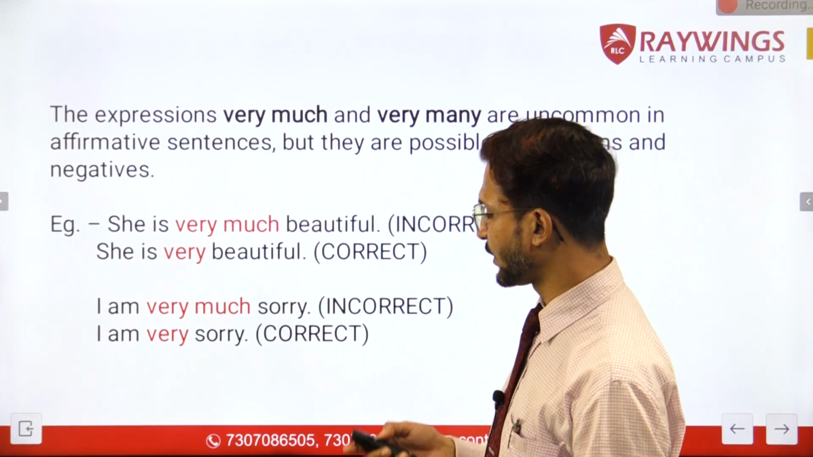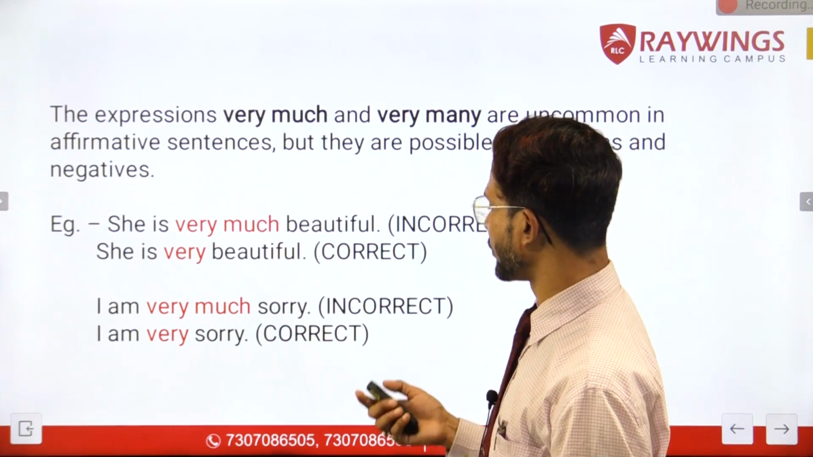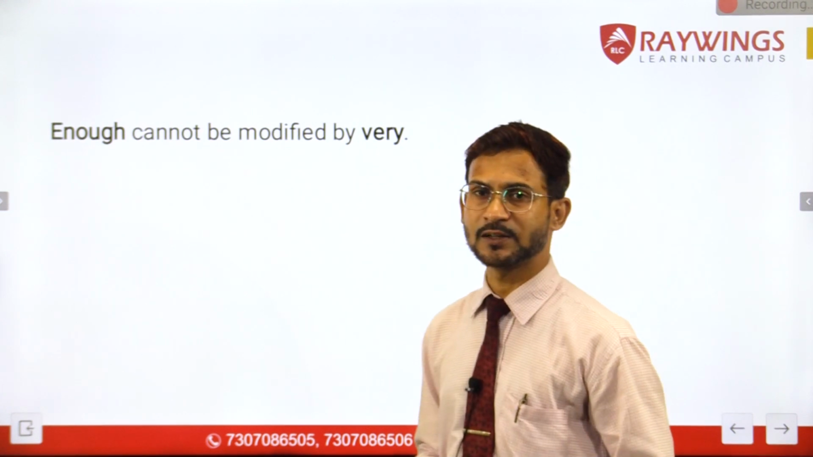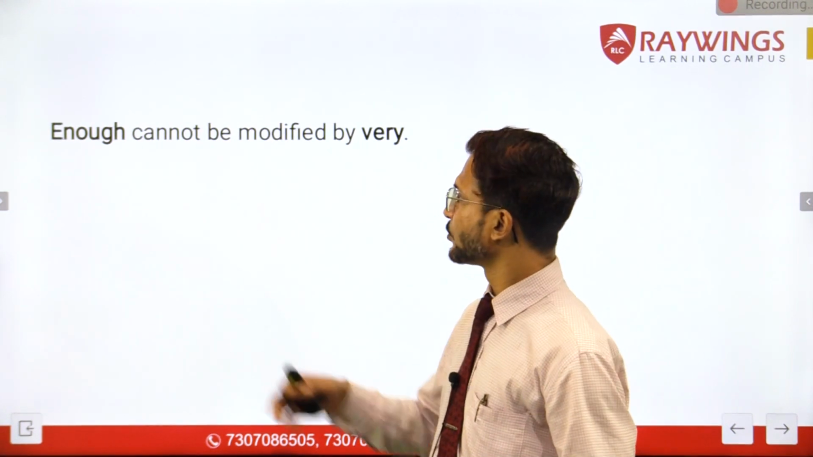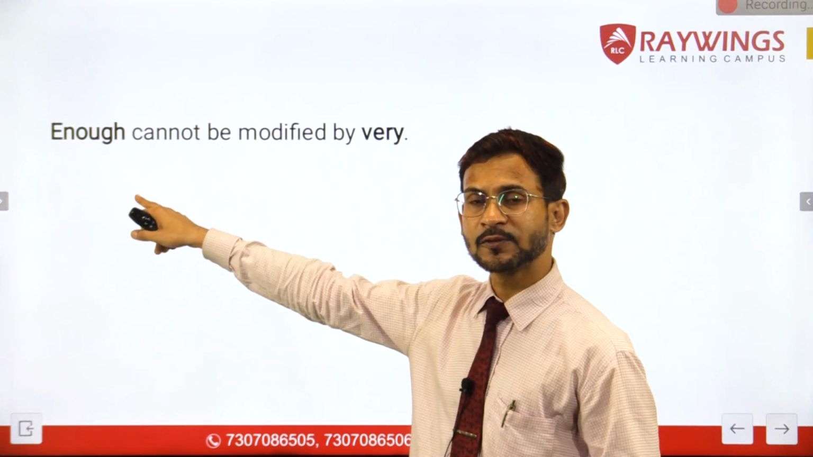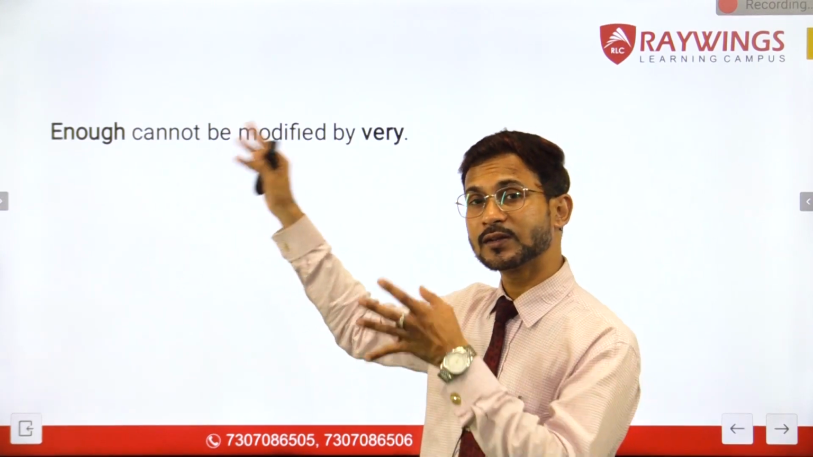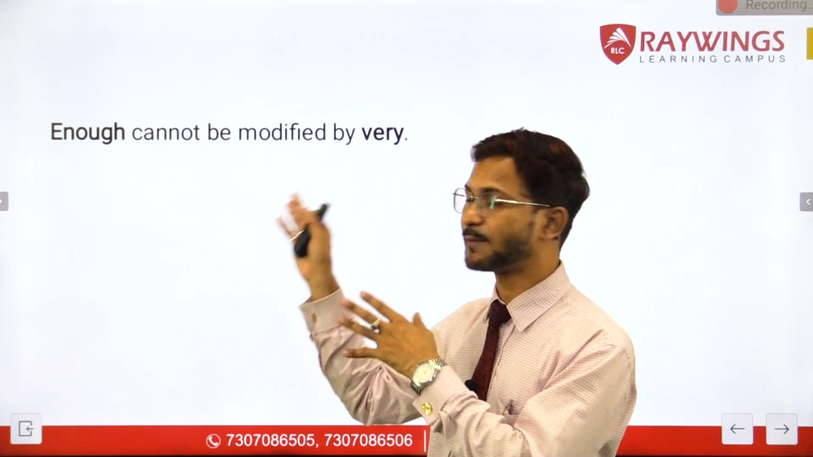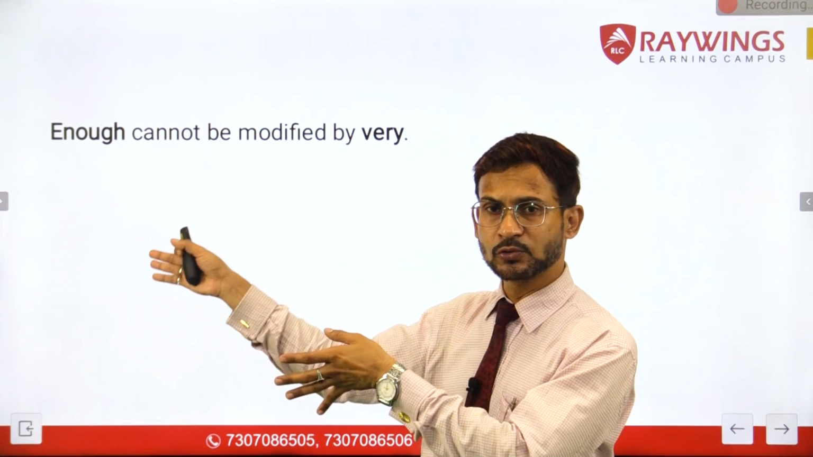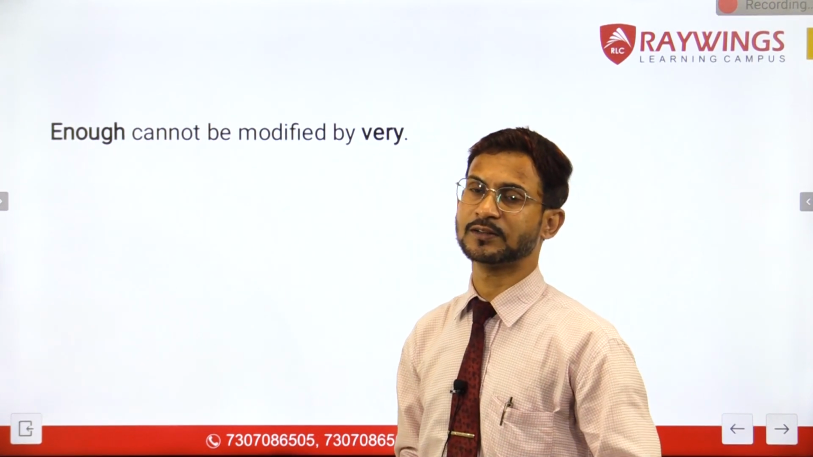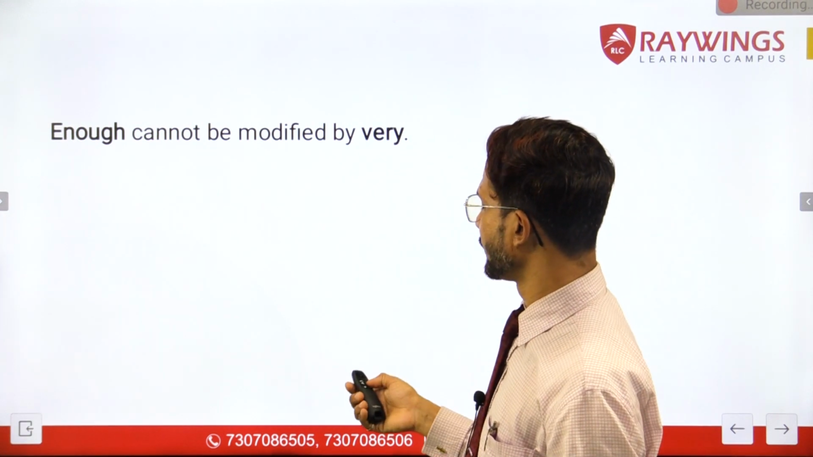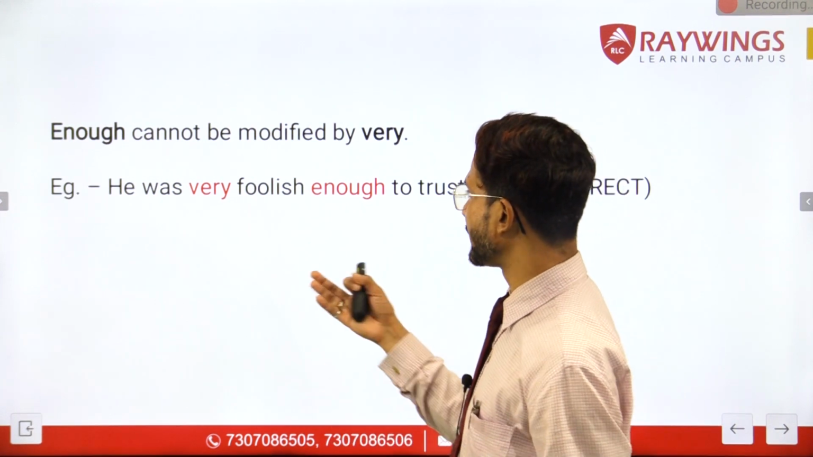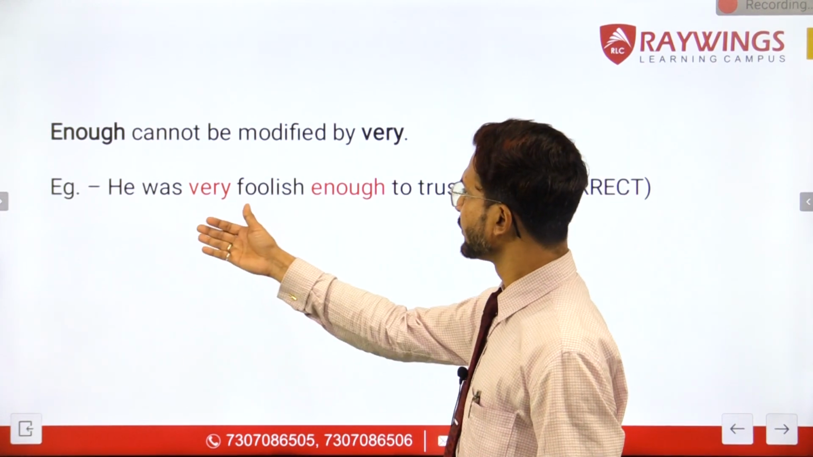Going to the next concept. The next concept says enough cannot be modified by very. So if we have this word enough in our sentences, it will never be modified by the word very. That means very cannot be used with this particular word in a sentence, right? So let us have a look at the example to have a better understanding of this.